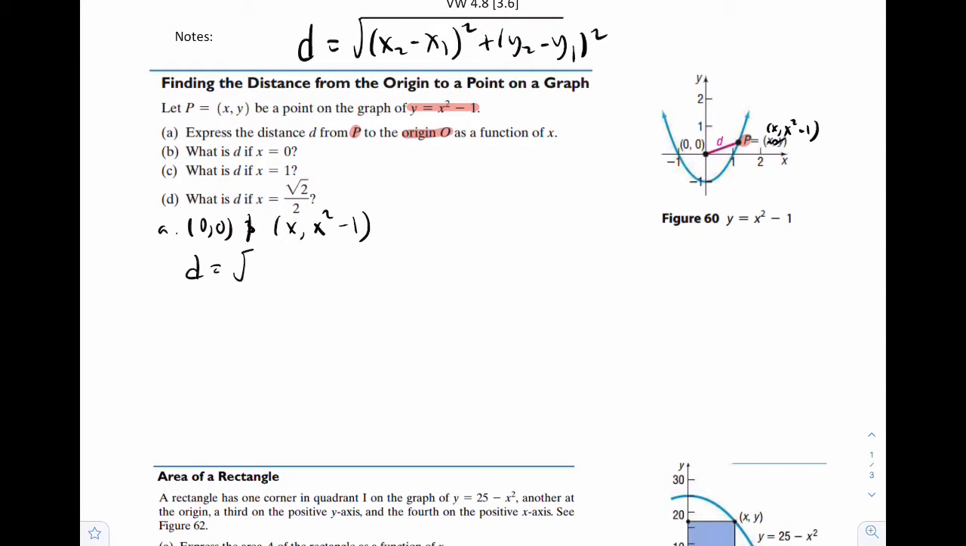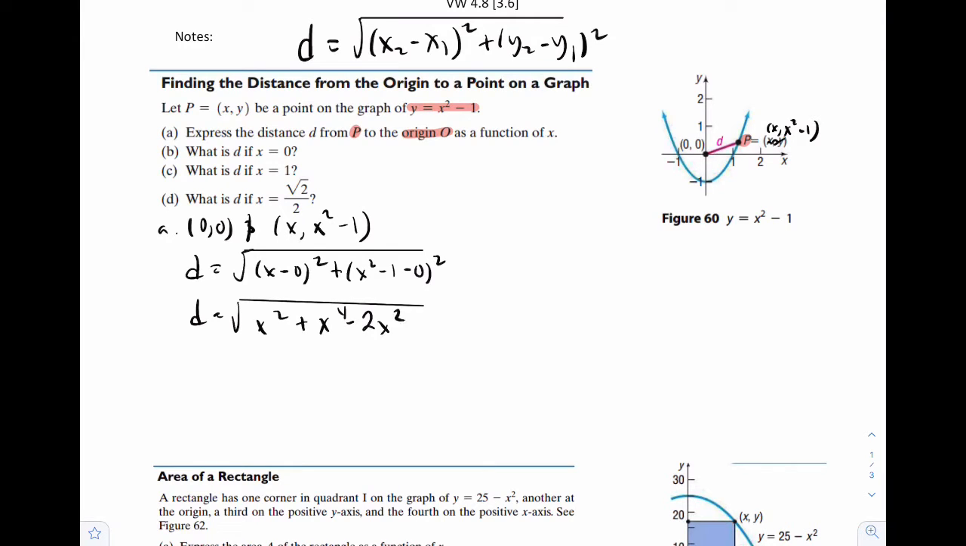D is equal to the square root of (x minus 0) squared plus (x squared minus 1 minus 0) squared. We're going to simplify that. That's just x squared plus x to the fourth minus 2x squared plus 1. And now we have a nice formula, the square root of x to the fourth minus x squared plus 1. And we'll highlight that. Here's our nice formula.